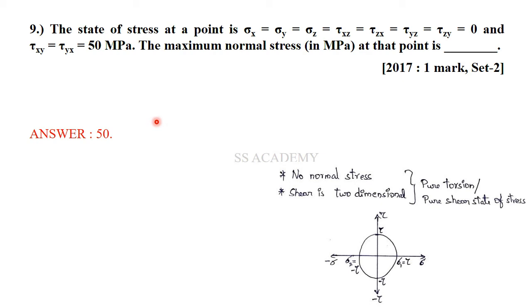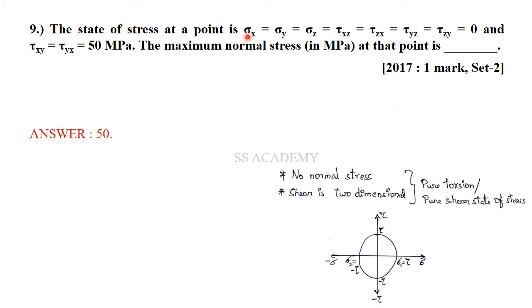The state of stress at a point is sigma x, sigma y, sigma z, tau xz, tau zx, tau yz, and tau zy equal to 0, and tau xy and tau yx is equal to 50 megapascal. The maximum normal stress at that point is asked, sigma max, that is the major principal stress. It is a 2017 set 2 GATE question paper question being asked for 1 mark.